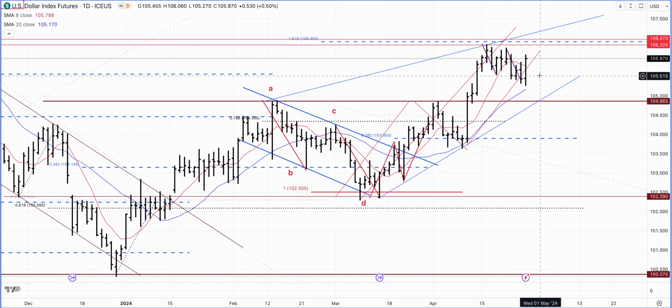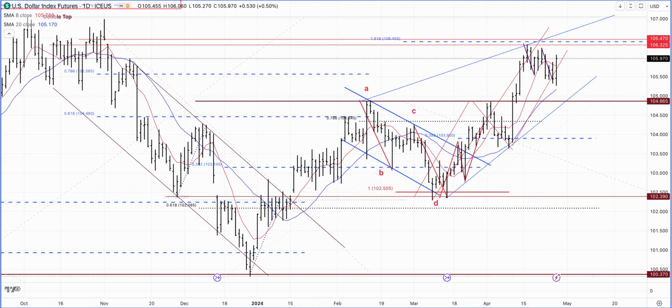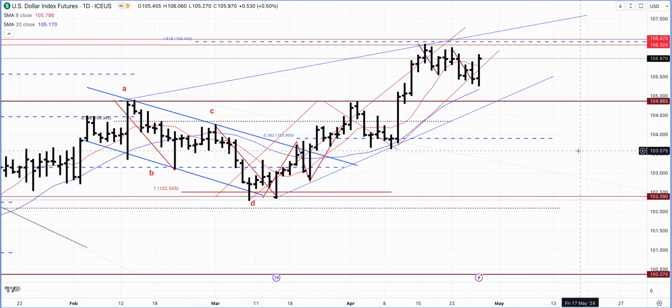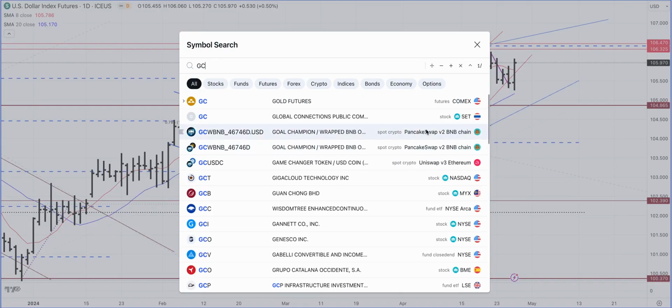So here the view still remains that as long as the market is not able to clearly go above the 107 level, there is a possibility of stronger resistance between the 106.40 level and 107 level, which is the top around here. But because of the dollar being pretty strong, it is interesting to see that the gold market was not that strong last Friday.